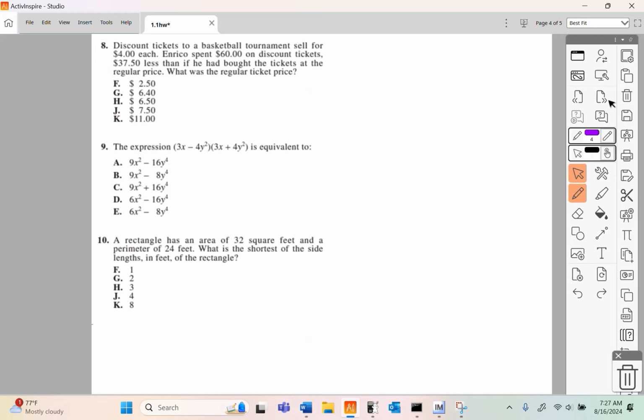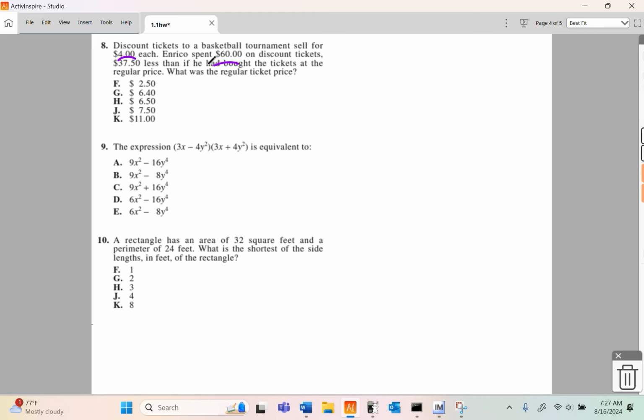Discount tickets to a basketball tournament sell for $4 each. Enrico spent $60 on discount tickets, $37.50 less than if he had bought the tickets at regular price. What was the regular price? So I'm going to figure out how many tickets he bought. So he bought $60 of tickets at $4 a piece, which means he bought 15 tickets, which is important.